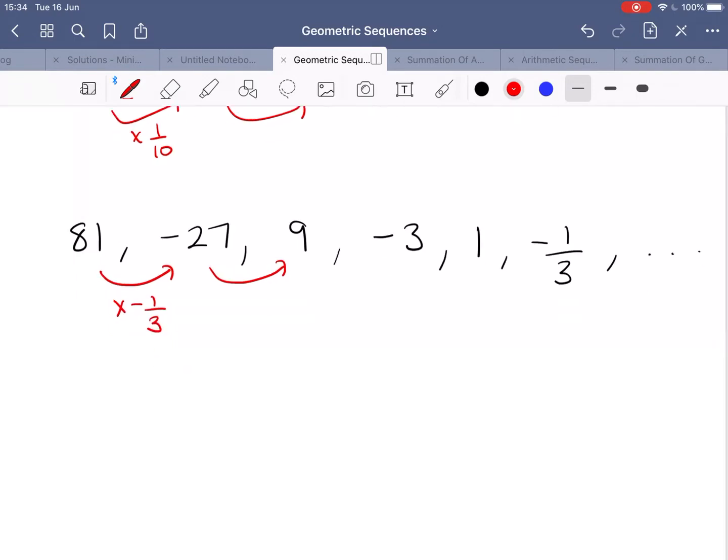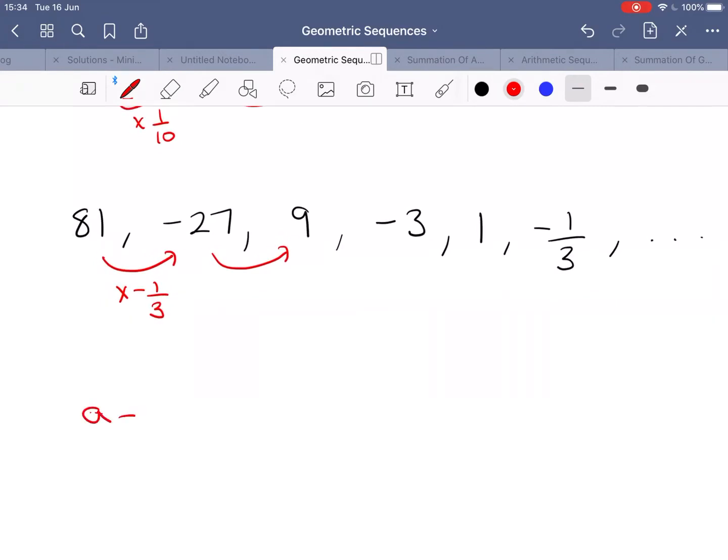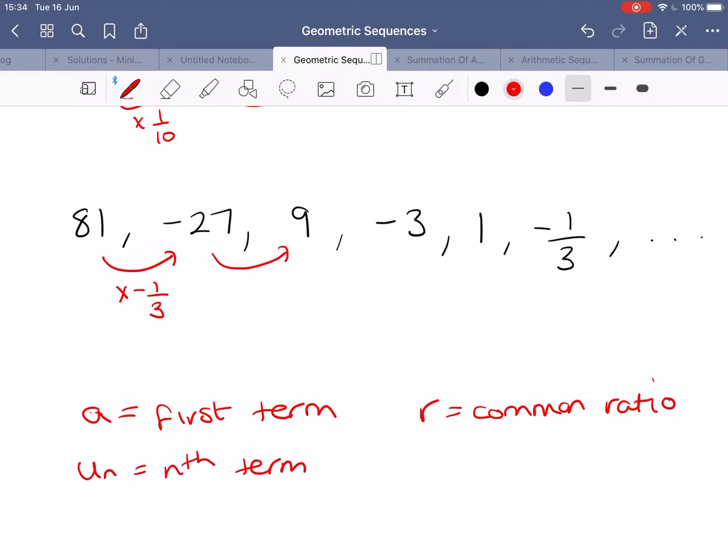So, if we think about, again, we call A our first term in our sequence, and we use the letter R to denote the common ratio, so what we're being multiplied by each time. And again, we just use Un to be the nth term. Now, when I did my arithmetic sequences, if you remember, Un was a + (n - 1)d. But we're not doing arithmetic, we're doing geometric.